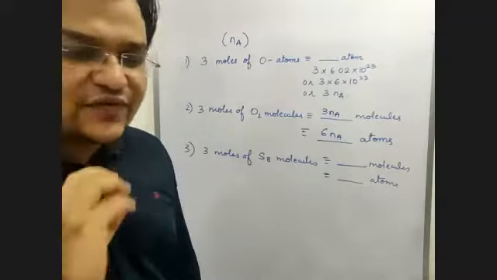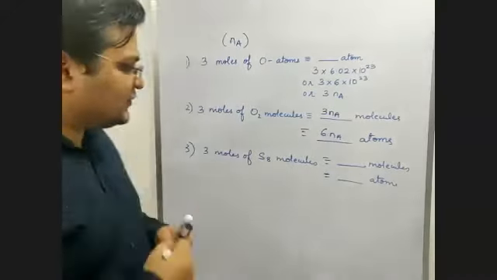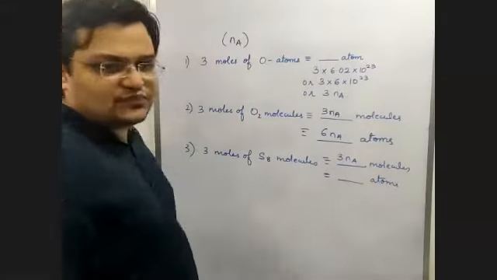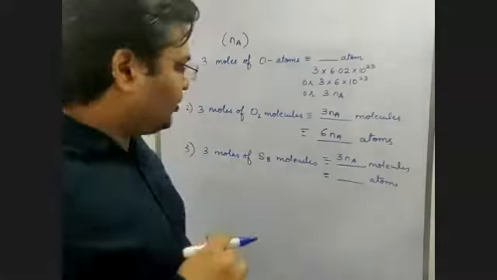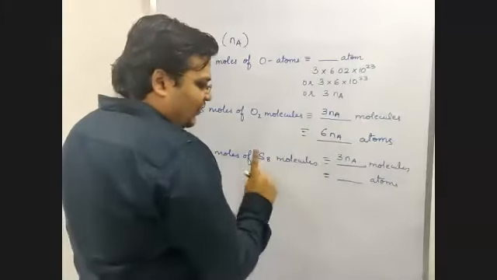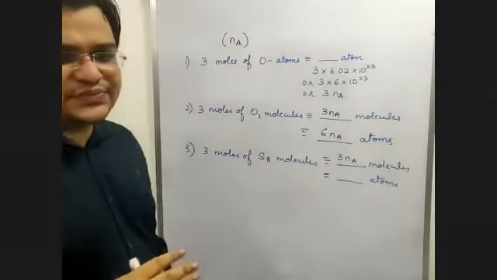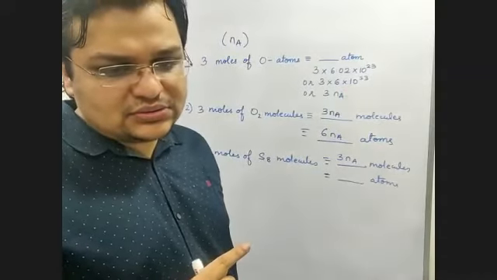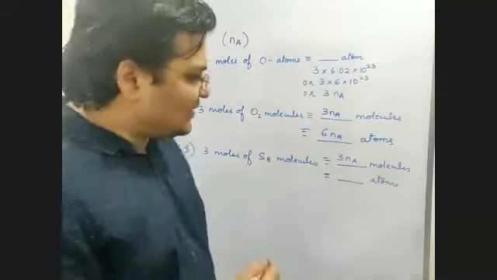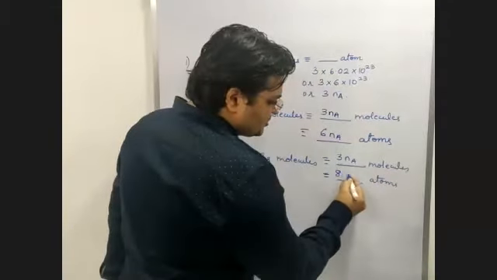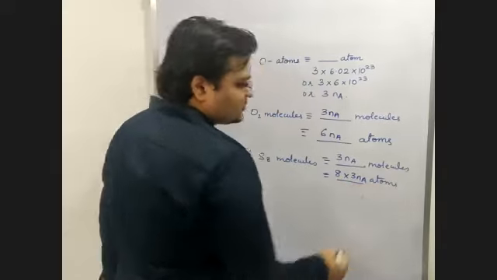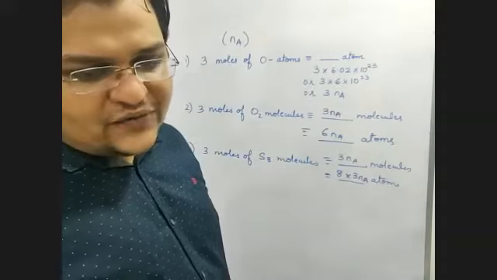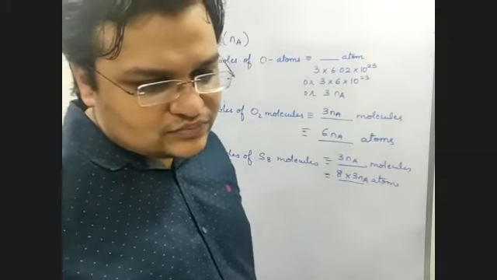3 moles of sulfur is how many molecules? Can I say 3 NA? Pay attention now. One molecule has 8 atoms in sulfur. Hence, 3 NA molecules will have 24 NA atoms. Is this clear?